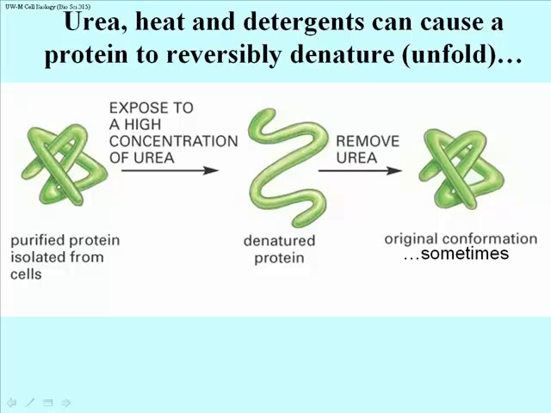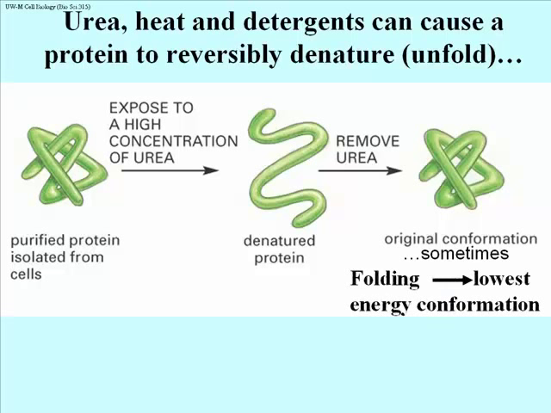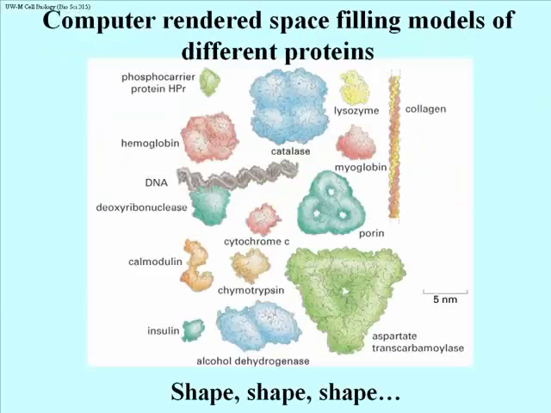If you remove urea, which you can do by the process of dialysis, you can sometimes get back the folded protein you started with. The protein would refold. What really happens when you remove the cause of denaturation, in this case urea, is that the protein will fold to its lowest energy conformation, or lowest free energy conformation, which is another way of saying it folds to its most stable state. Sometimes, as I said, this could be the original structure of the polypeptide, the original three-dimensional structure, but in fact very often that isn't the case, and we'll see in a moment what I mean by that.